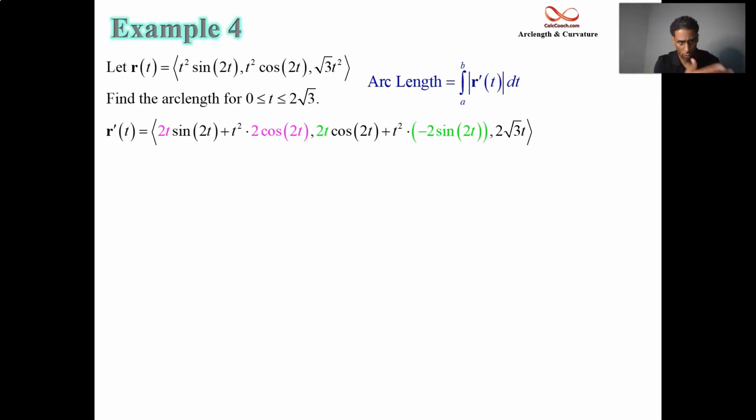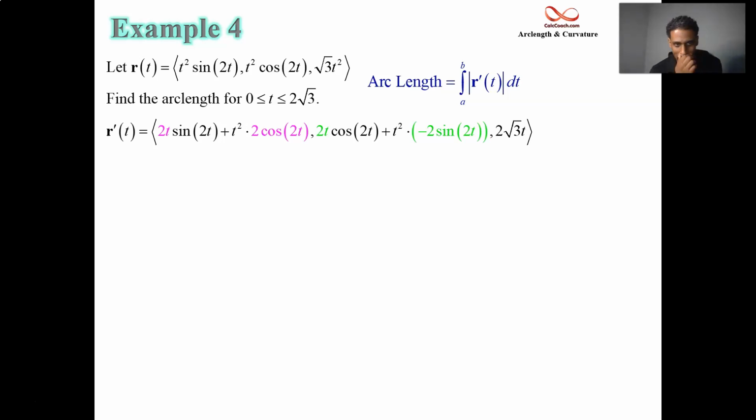The i component's derivatives are in pink. The j component's derivatives are in lime green here. t squared's derivative is 2t. Leave the second alone. Then you have plus t squared, and you take the derivative of the second, which is sine 2t's derivative, 2 cosine 2t. Moving to the next component, t squared's derivative is 2t. Leave the cosine 2t alone. Put the plus. Leave the t squared alone. Cosine 2t's derivative is negative 2 sine 2t. Third component, just a power rule, 2 root 3 times t.